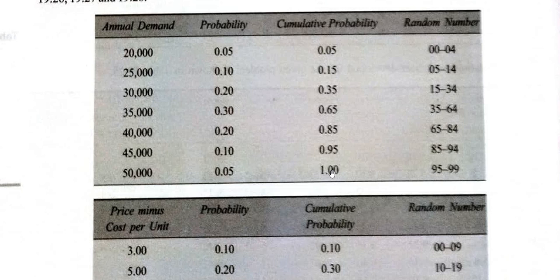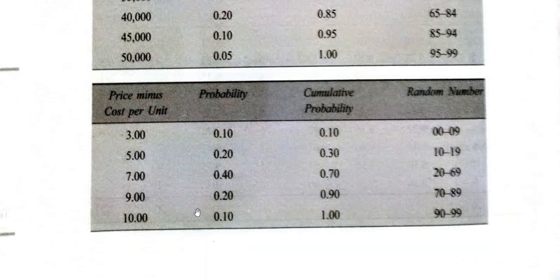Okay, so we're already done with the table for one of the variables, which is the annual demand, and as you can see, that's also pretty straightforward. Moving on to the next table, the price minus cost per unit, is also straightforward. Repeat the values given from the question here. Also repeat the probability, and then you're not adding the cumulative probability.